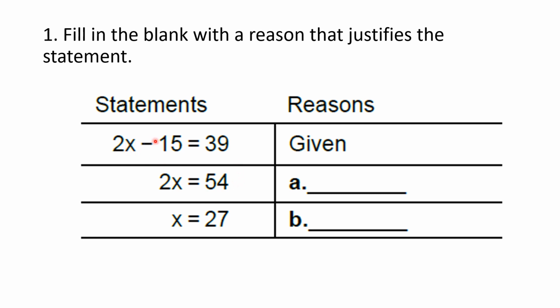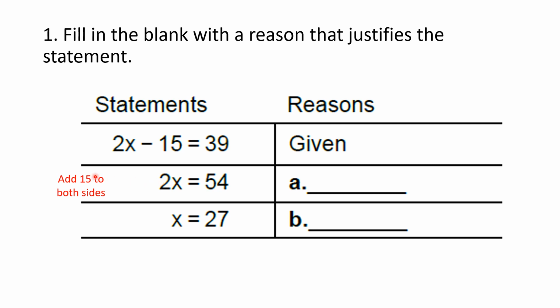All right, so it goes 2x minus 15 equals 39, and then the next line says 2x equals 54. So how did we get from line 1 to line 2? All right, so think about that for a second. What disappeared? Where did it go? All right, so hopefully you were able to figure out that we added 15 to both sides to get rid of this. So we moved this to the other side by adding 15 to both sides.